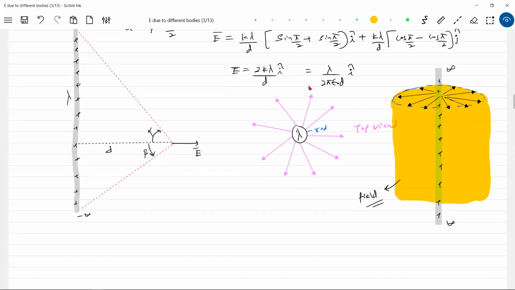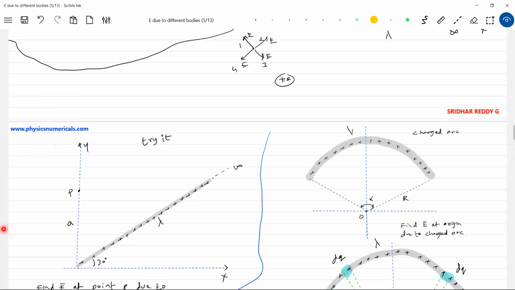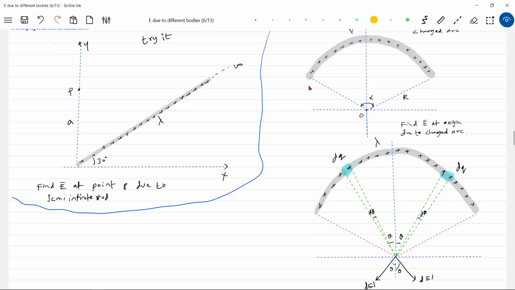Then I think the same thing applies to this semi-infinite rod. Here also the same condition: the charge is distributed symmetrically about the y-axis. So therefore, two elements will come. The field due to this element is dE dash, and due to this element also dE dash.